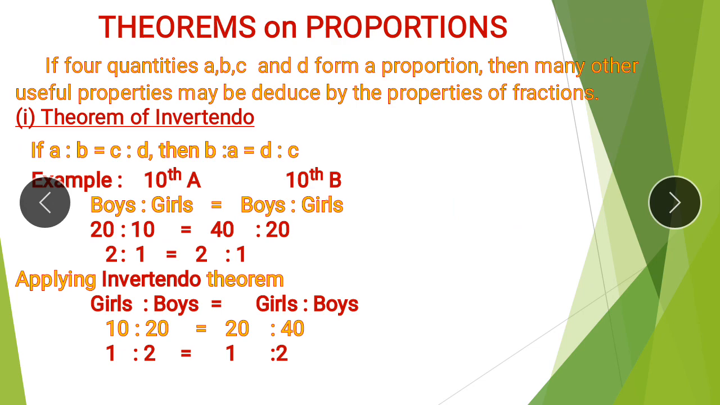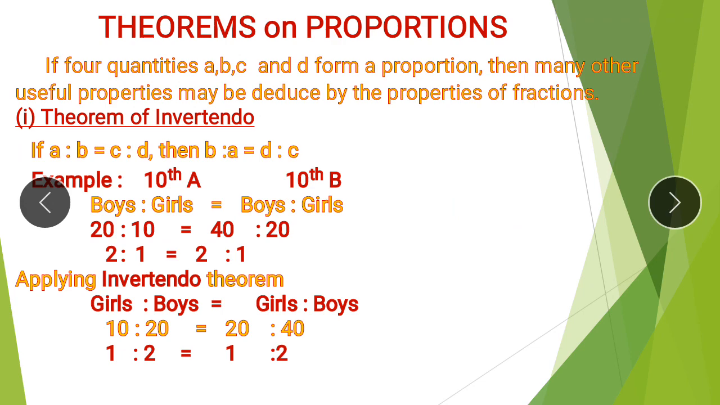proved to be true. So let's begin with it: if four quantities A, B, C and D form a proportion, then many other useful properties may be deduced or derived by the properties of fractions or proportions. So the first theorem or property on proportion is the theorem of invertendo.